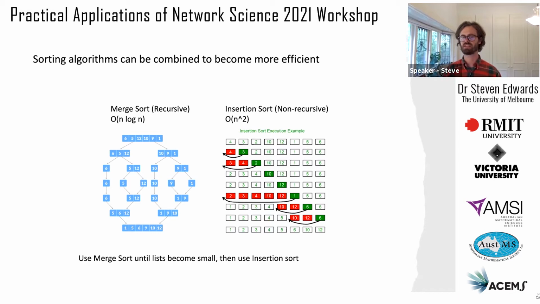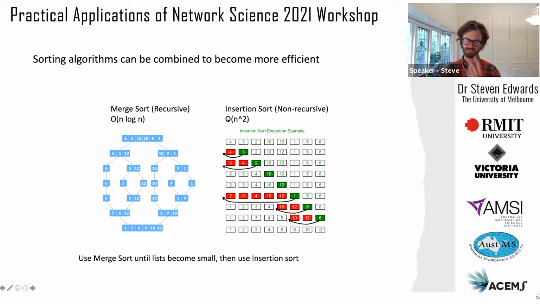Two of the most famous sorting algorithms are merge sort, which is recursive, so it has an n log n worst case complexity. Essentially it gets a list and keeps breaking it into smaller groups and then sorting the very small groups and then building it back up again. And then insertion sort, which is non-recursive and has a quadratic worst case complexity.